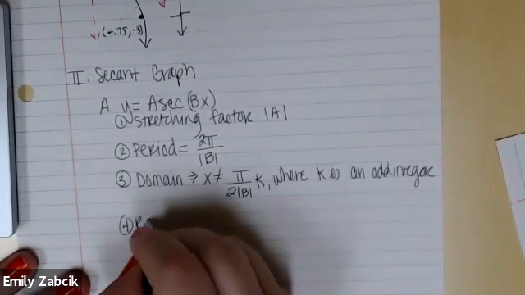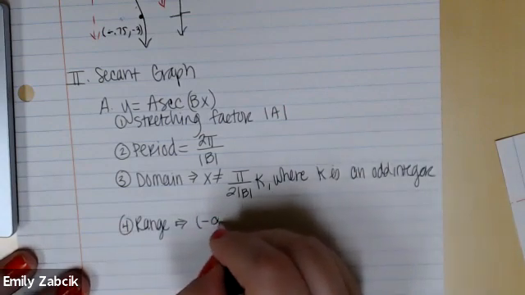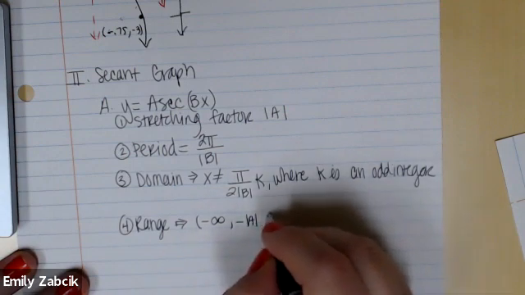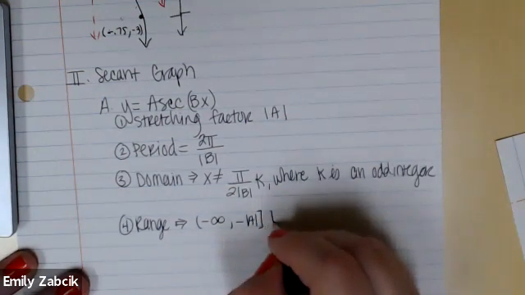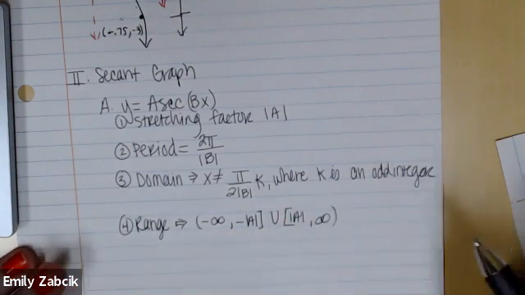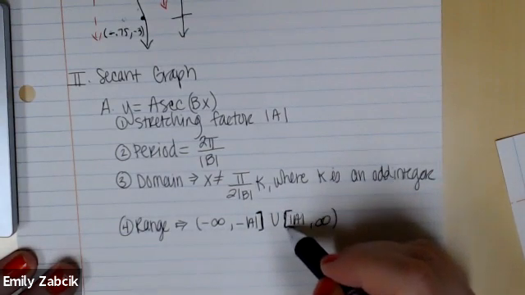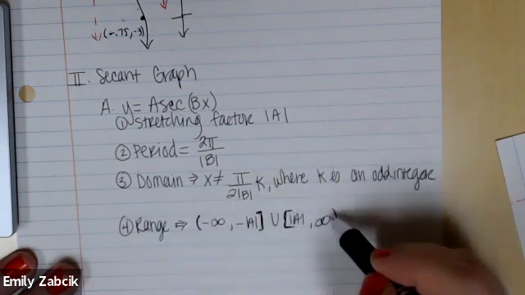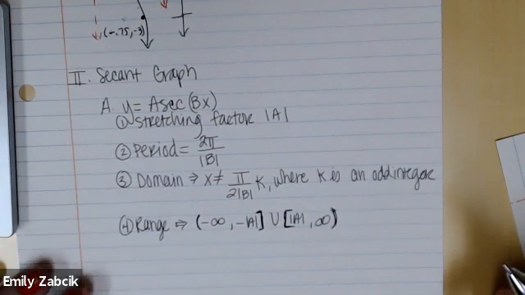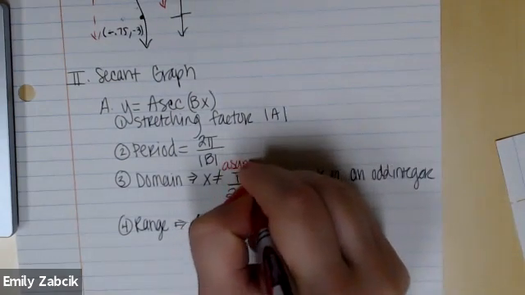Four, we're going to have some range issues. When you're looking at your range here, the range is going to be from negative infinity to negative absolute value of a, unioned with the absolute value of a to positive infinity. You can see that I'm going to include a bracket on a because it does include this value. But I'm going to have a parentheses on my infinities because we'll never reach those values. Let's see, the vertical asymptotes are going to happen at this value right here.